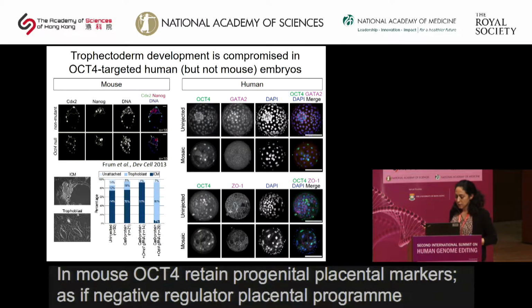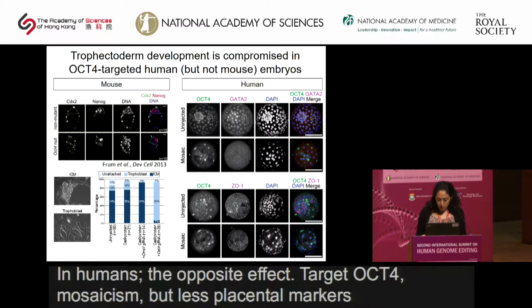So in human embryos where we've targeted OCT4, despite quite a high degree of mosaicism, we see the reduction of placental markers like GATA2, CDX2, which I'm not showing, and dysregulation of markers that distinguish tight junctions between the placenta, which are absolutely critically required for the expansion of the human blastocyst and may explain why the embryos went through these cycles of expanding and collapsing.